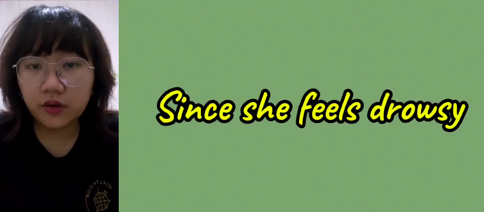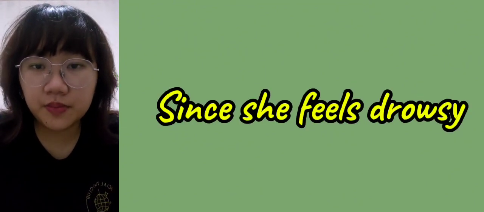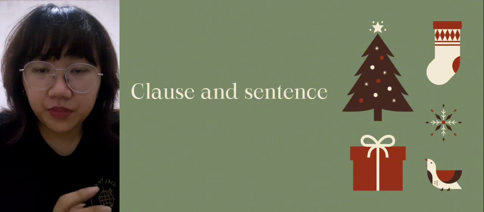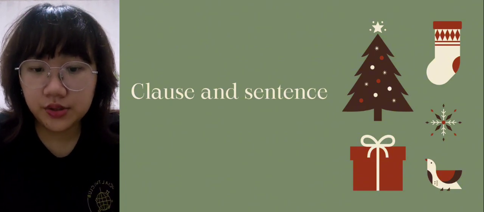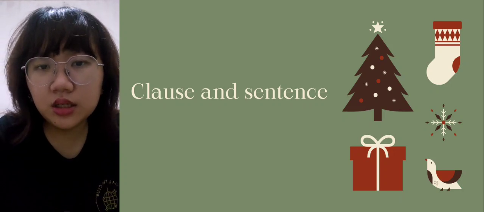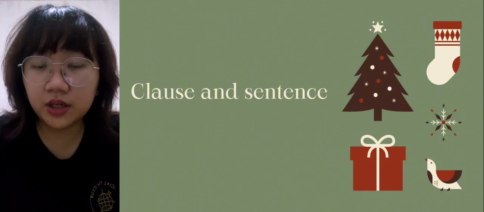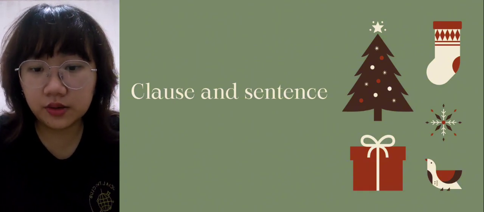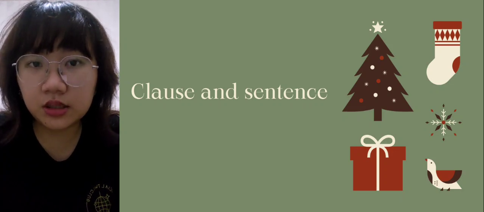Meanwhile, a dependent clause means it cannot stand alone, meaning that it cannot be a sentence even with punctuation, because usually a dependent clause is followed by a subordinating conjunction. For example, since she feels drowsy. If you want to make this a sentence, it is not complete because it has a subordinating conjunction. If you pay close attention to this clause, since she feels drowsy, it's leaving us hanging. So it doesn't make any sense if you say since she feels drowsy is a sentence.